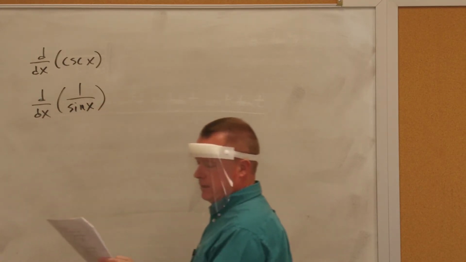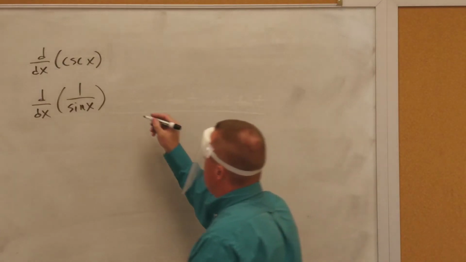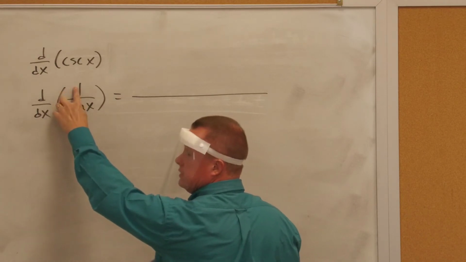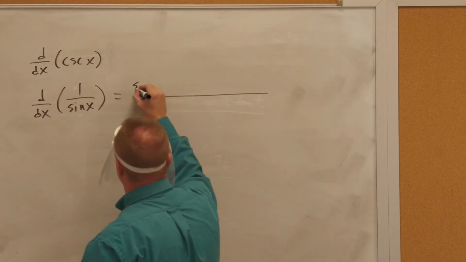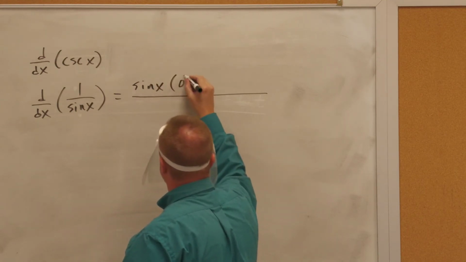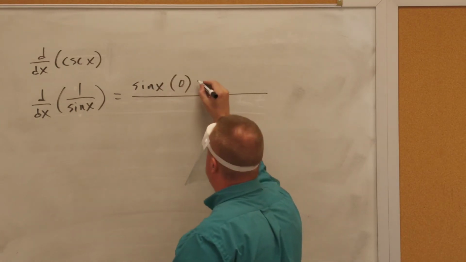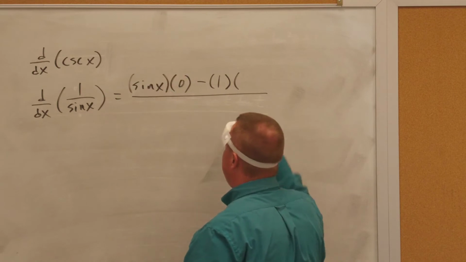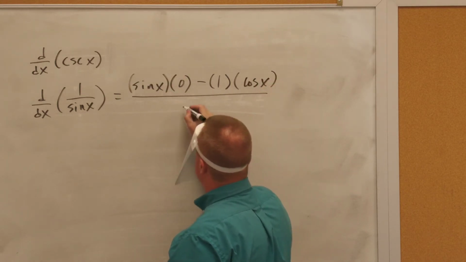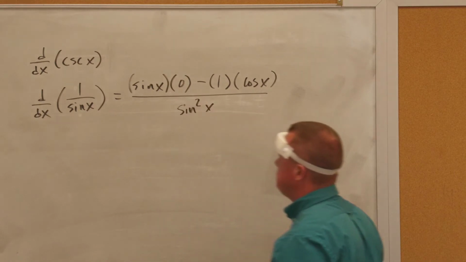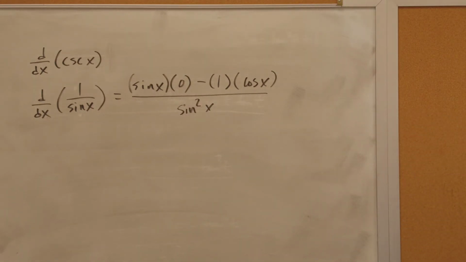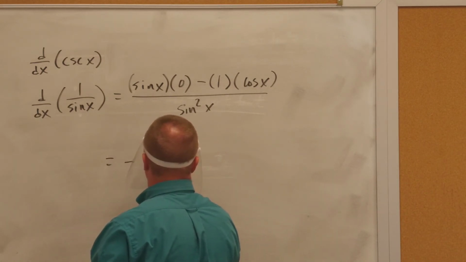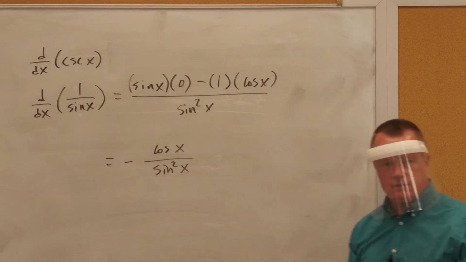sine x, okay? So now if I wanted to use the quotient rule here, then I would say the bottom times derivative of the top. The derivative of 1 would be what? 0. So sine x times 0, bottom times derivative of the top, minus the top times derivative of the bottom. Derivative of sine is cosine x over the bottom squared. Okay? So I've got negative cosine x over sine squared x, all right?